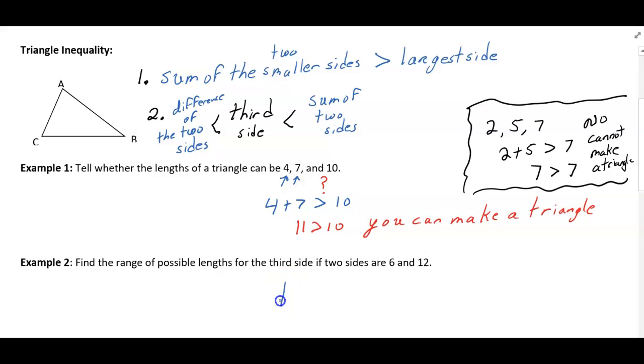So in problem number 2, what is the third side trapped between? Well, the longest it could be is you add the 6 plus 12, so 18. The shortest would be subtract, so 12 minus 6, which is 6. So I'm going to write that right down below here so we know how we got that. We did 12 plus 6, and here we did 12 minus 6. So if I give you two lengths of a triangle, you should be able to tell me that the third side is trapped between 6 and 18.